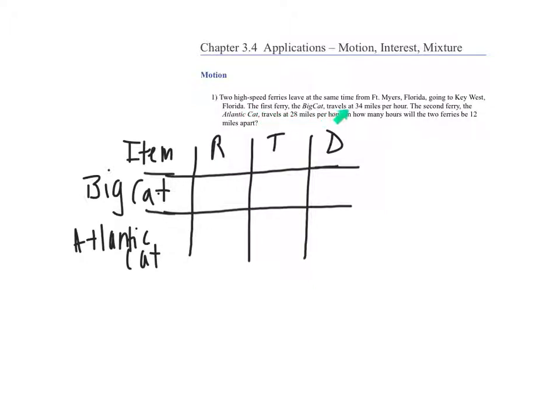The first ferry travels at 34 miles per hour. The second ferry travels at 28 miles per hour. So the first ferry is faster. 34 miles per hour is the speed, which is the rate. So for the Big Cat rate, right here, we're going to put 34. And the Atlantic Cat is going to be a 28.